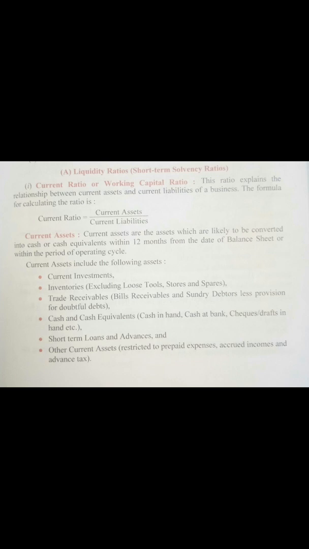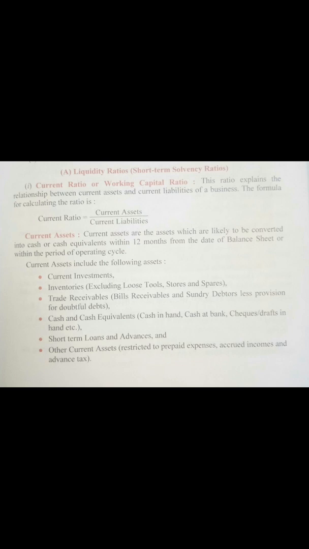This ratio explains the relationship between current asset and current liability. Okay, so here the formula is given: current ratio equals current assets upon current liabilities. And whatever the ratio is going to be calculated at the end, it would be in pure form. Okay, let us see what are the current assets which we have to include while calculating the current ratio.